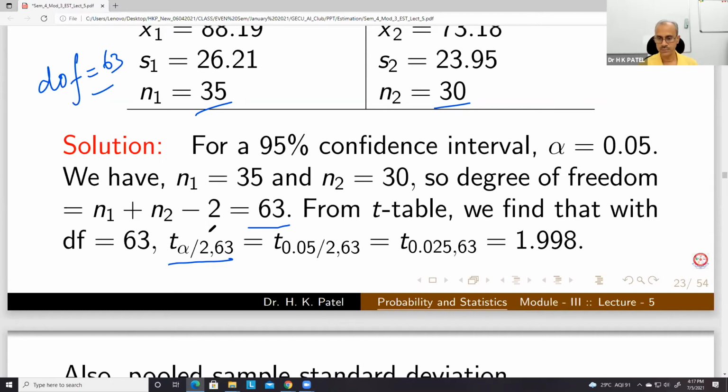Sir, I have a question here. In our T table, for 63, I think above 30 is not given, na? Degree of freedom above 30, T table will not list values, right? Because it becomes normal distribution. Will we get it for 63, sir? Yeah, values are given. There are tables for it.